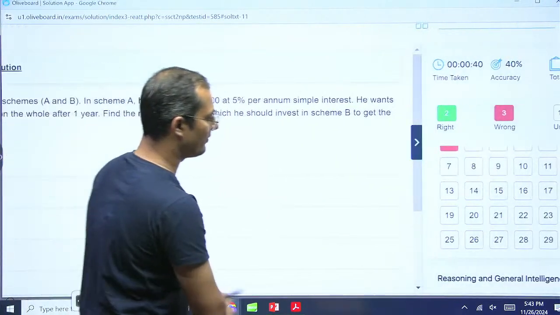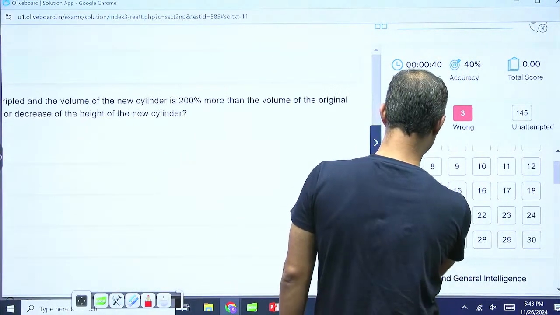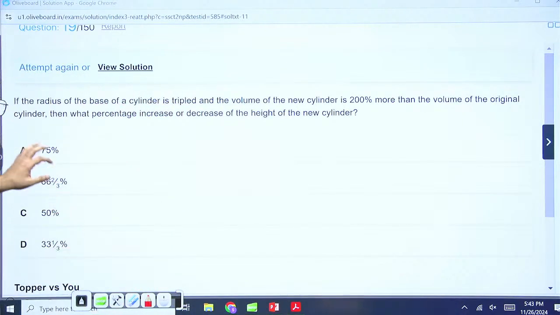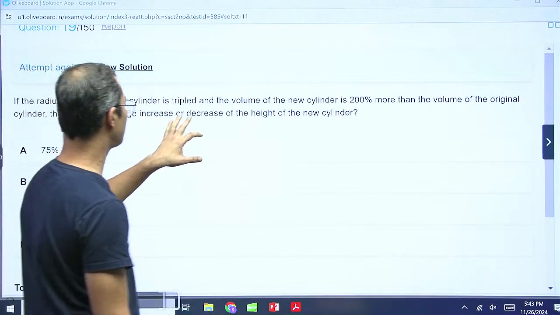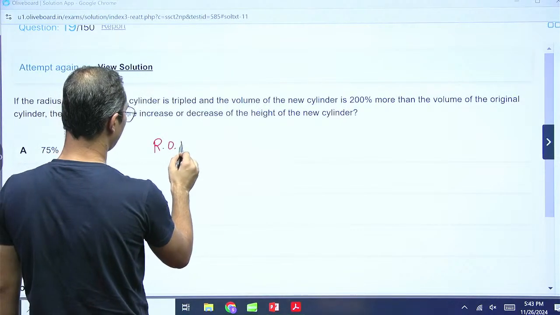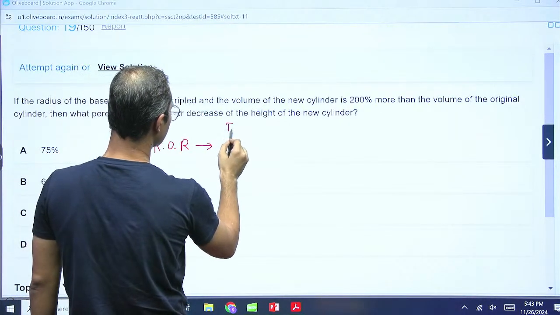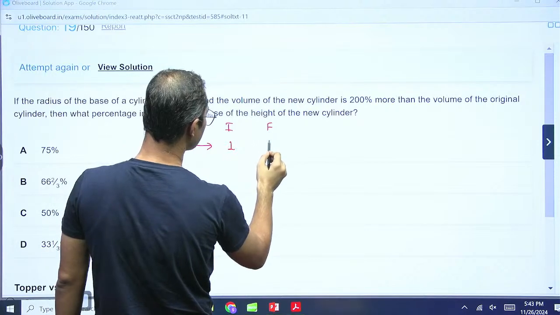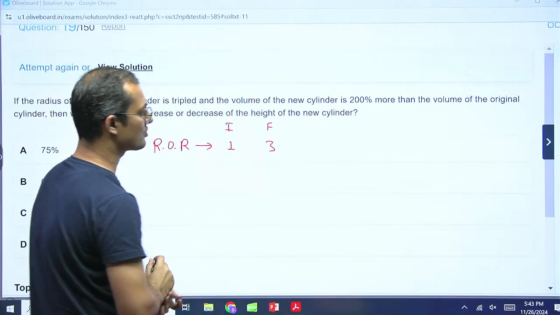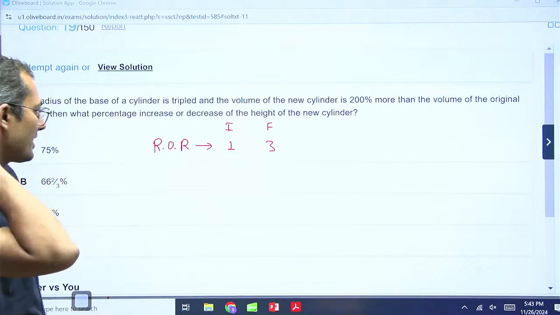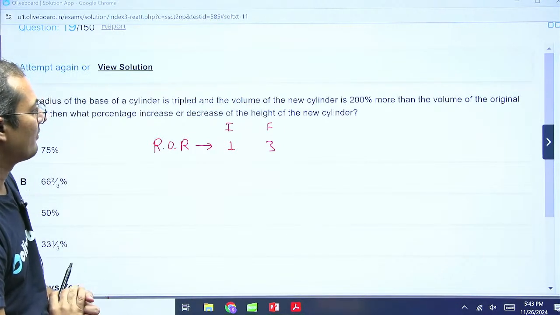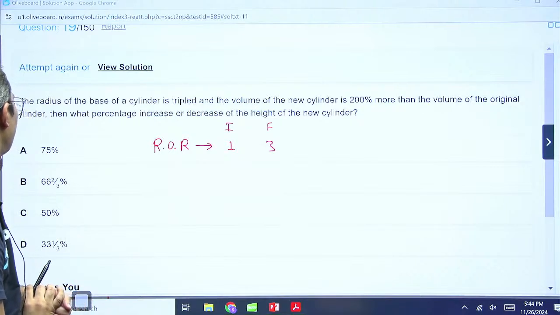Okay. So very easy question, right? So moving to next question. Tell me what is the answer of this question. See, if the radius of the base of a cylinder is tripled, radius is triple means initially it is 1 and finally it is going to 3. The volume of the cylinder is 200% more than the volume of the original cylinder.